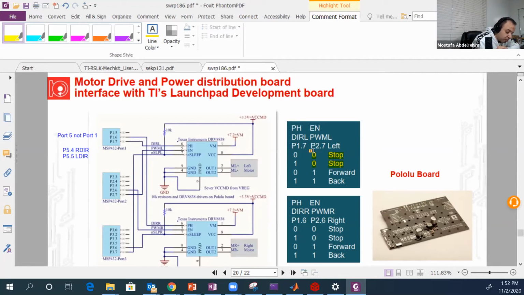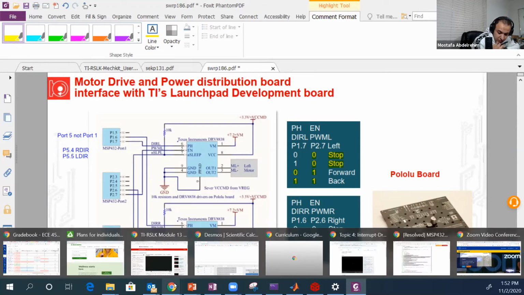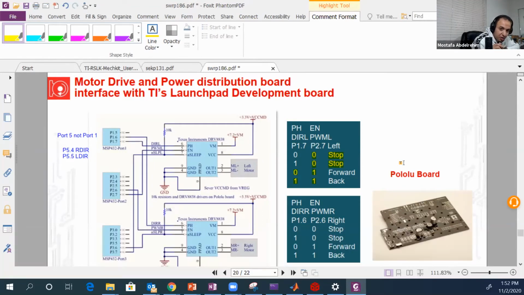But if you have 1 on pin 2.7, now the motor can run forward or backward. This will be determined from pin 5.5, not 1.7. So if there is 0, it will move forward. If it's 1, it will move backward. And the same for the right motor. This is the most important slide for our lab. I will just correct this now.